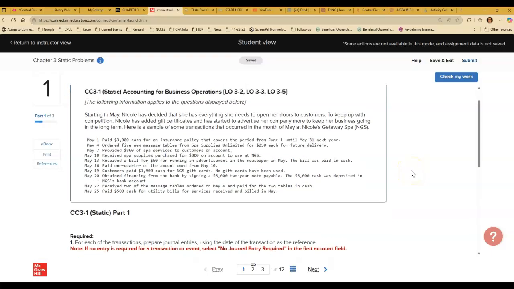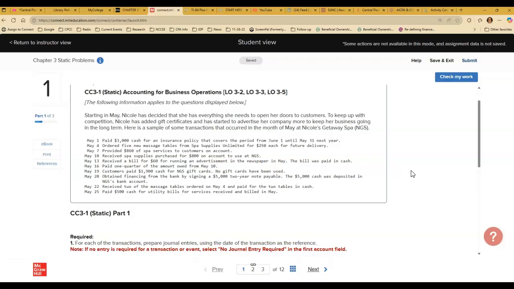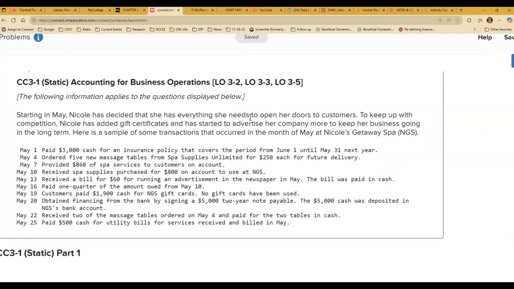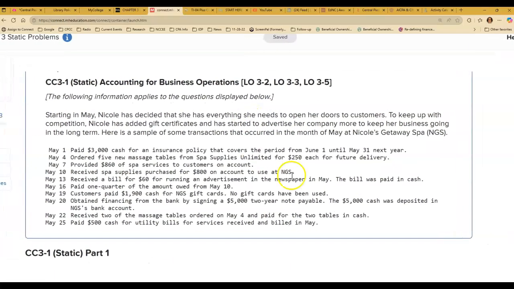Okay. All right, so let's take a look at static problem number 1. All right, so remember I told you, we're going to see the SPA again and again and again. So remember, Nicole has now set up her SPA. Starting in May, Nicole has decided that she has everything she needs to open her doors to customers. To keep up with competition, Nicole has added gift certificates and has started to advertise her company more to keep her business going in the long term. Here is a sample of some transactions that occurred in the month of May at Nicole's Getaway Spa.